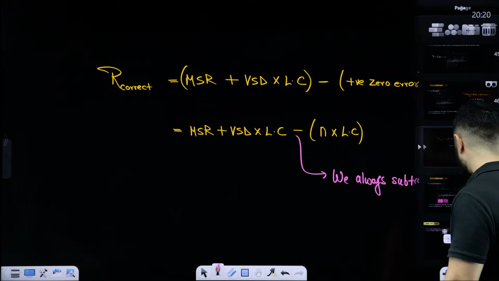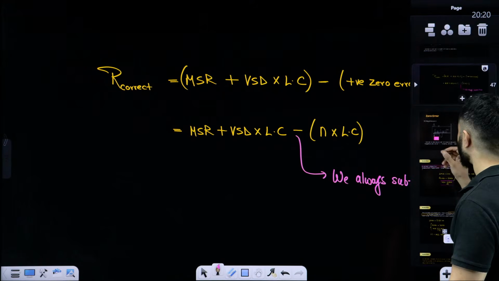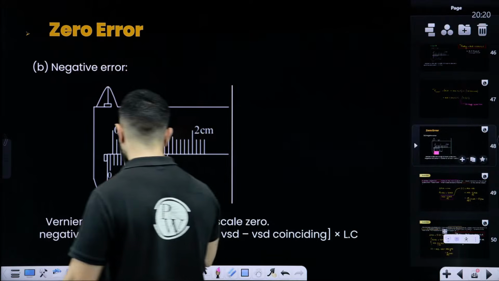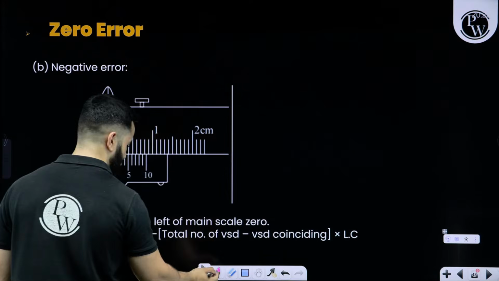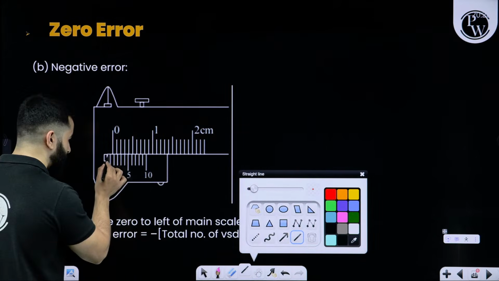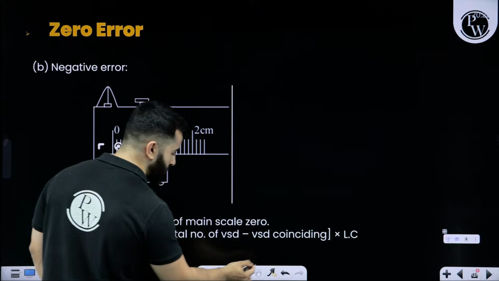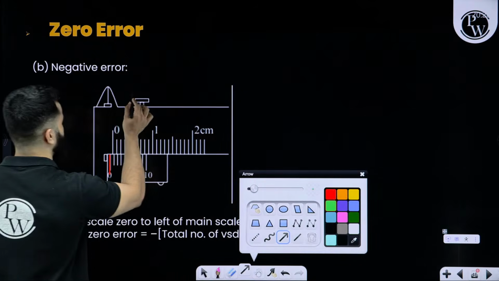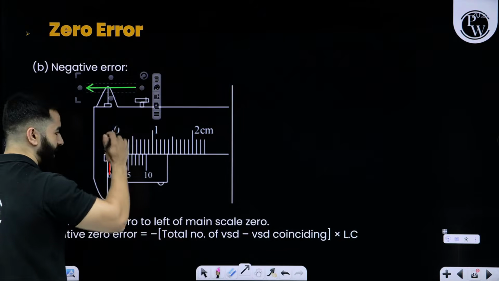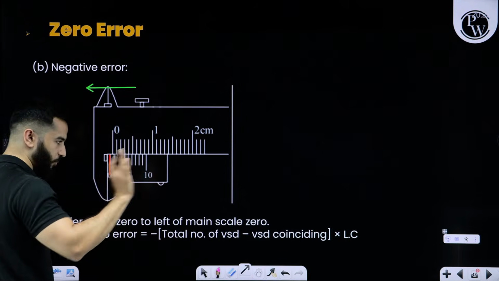Now when we are going to talk about negative error, things are going to be slightly different. This is for negative error. Let me remove this. In negative error, my dear friends, the zero of the vernier scale will be towards the left of the main scale zero. So this is the zero of the main scale and this is the zero of the vernier scale. Now pay attention.